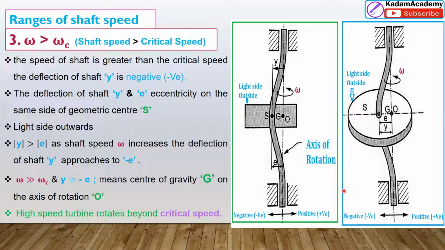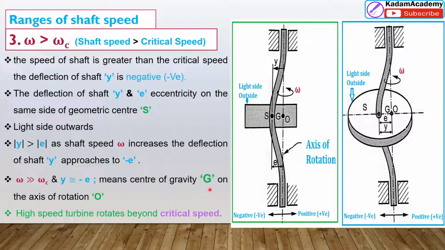In this speed range, the symbols which represent the values of y and e are positive, but y is always greater than e. As the shaft speed omega increases, the deflection of shaft y approaches minus e. That means when omega is much greater than omega c, where omega c is the critical speed, then y tends to minus e.